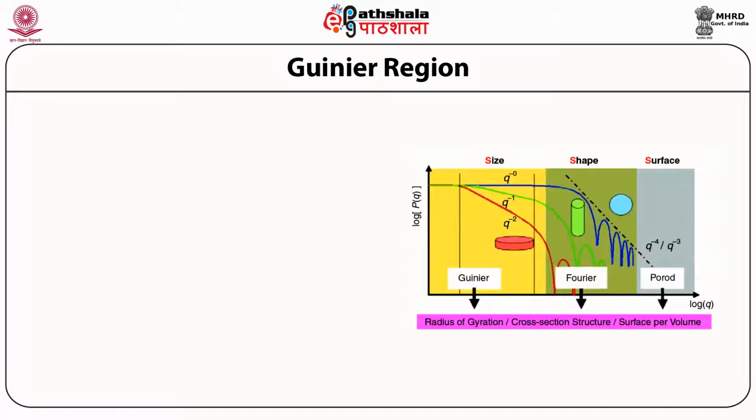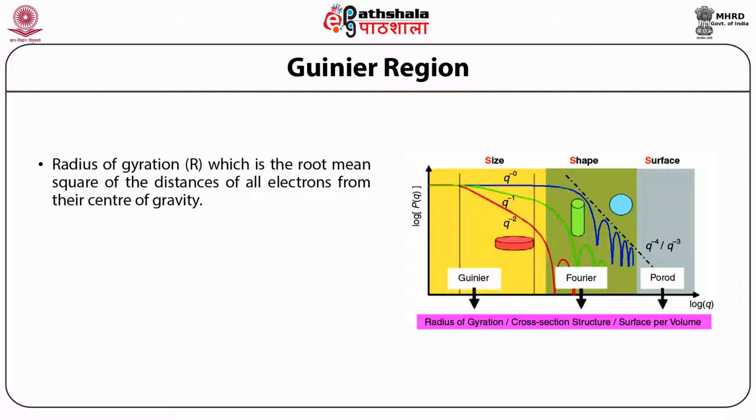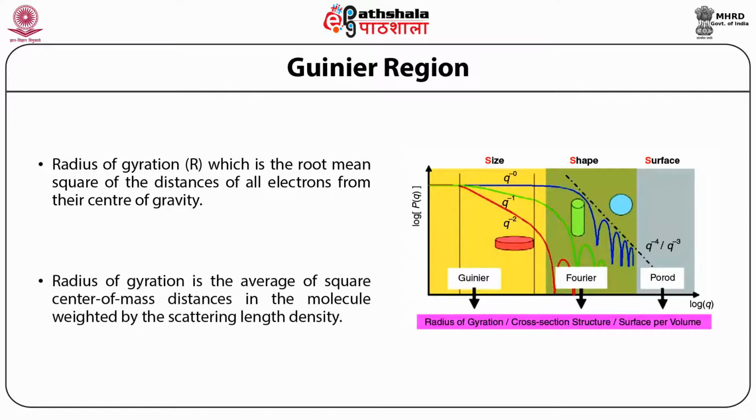From the Guinier region, the radius of gyration can also be obtained. Radius of gyration is the root mean square of the distances of all electrons from their center of gravity. Also, radius of gyration is the average of square center of mass distance in the molecule weighted by the scattering length density. It is also a measure of the overall size of the macromolecule. The radius of gyration will be greatly affected by the aggregation of the particles. It is also affected by the polydispersity and improper subtraction of the background or the buffer density.